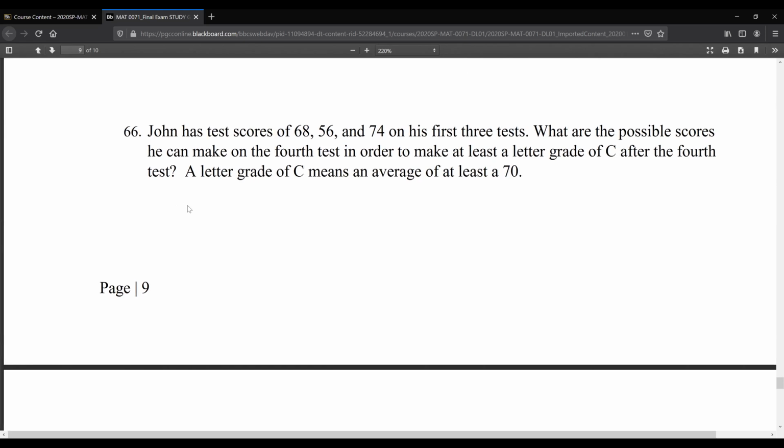So to get the average, all you're going to do is add them up and divide by the number. So the average here, you have 68 plus 56. These are his scores, plus 74. But what you need as a student, it asks you what are the possible scores he can make on the 4th exam. So you need to make sure that you add an X in there for the variable. And this is going to be all divided by 4. And the reason why it's divided by 4 is because you have 4 exams.